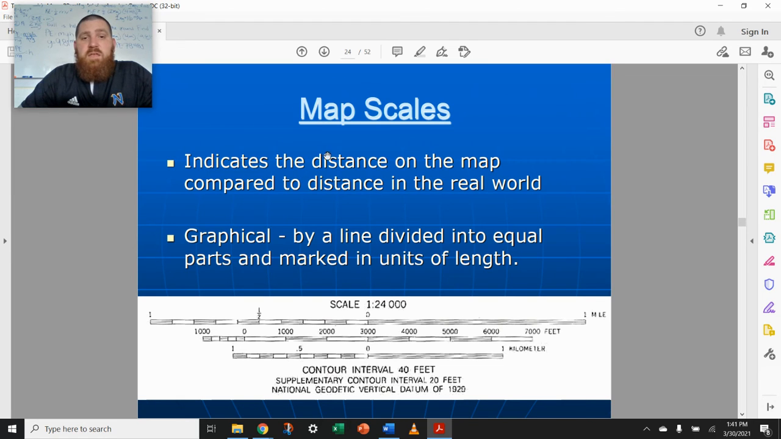Map scales. This indicates the distance on the map compared to the real world distance. This is going to be graphically shown by a line that's going to be divided into equal parts and marked in units of length. This is an example of a scale you could see on a map. It has it broken down so that you can more accurately measure distances on that map. Now, it'll also have a ratio here that shows how small or big the map is compared to the real world equivalent of that area.